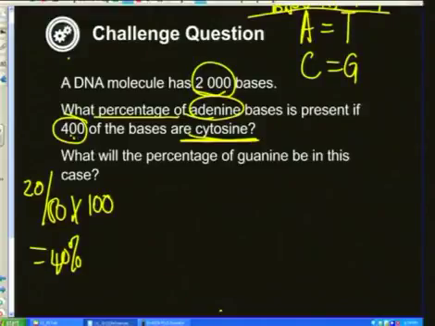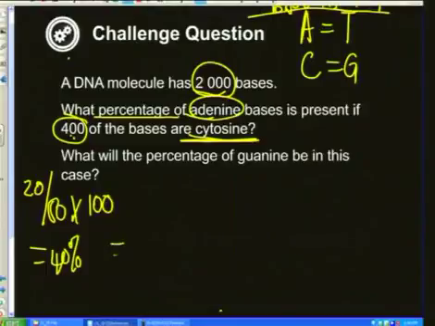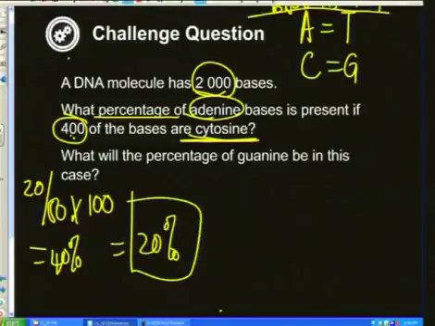We got 400 out of 2,000. So we're saying 400 divided by 2,000, and that equals 1/5 obviously. How many percent is that? That is 20%.